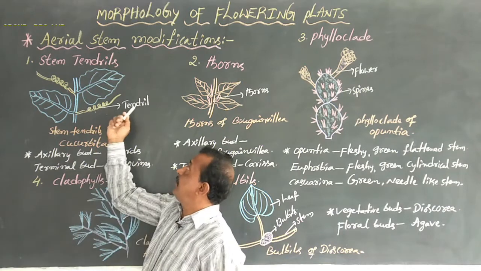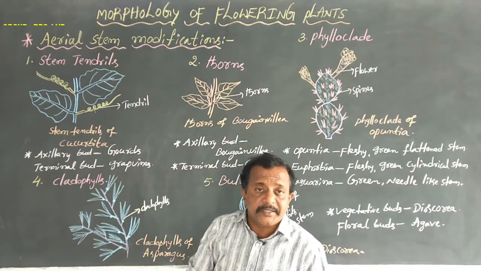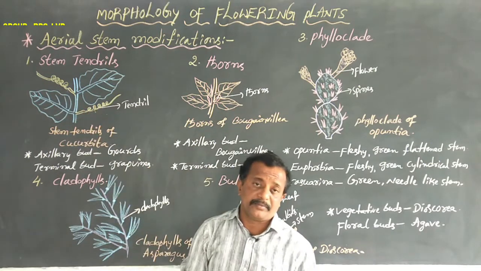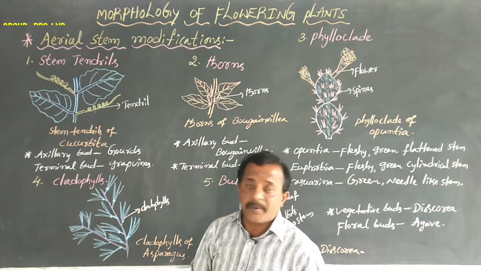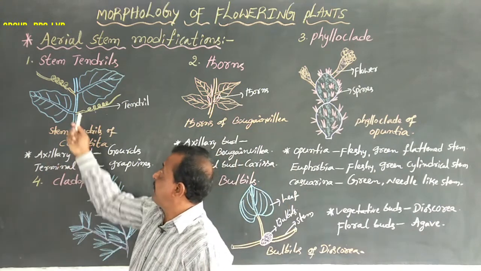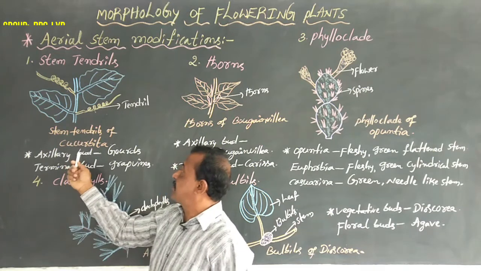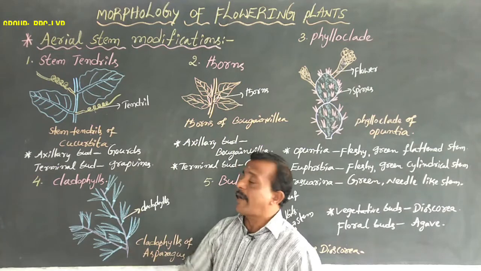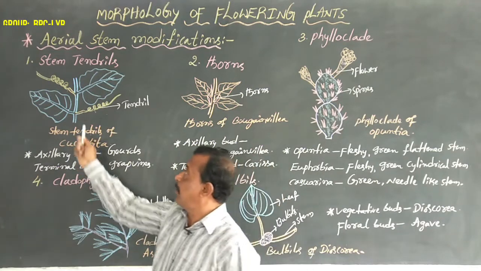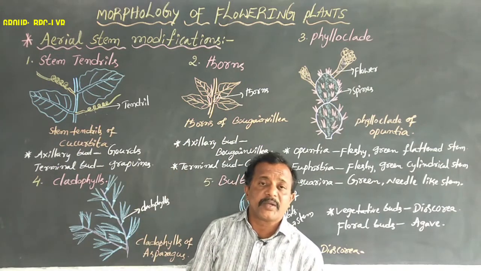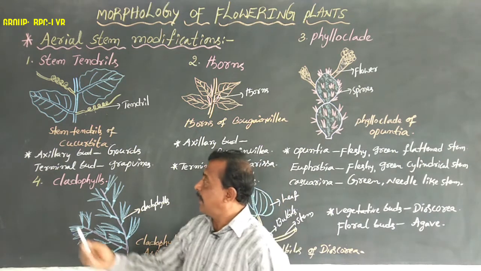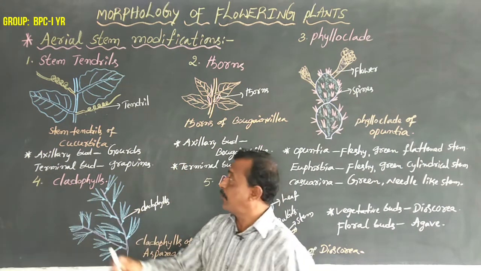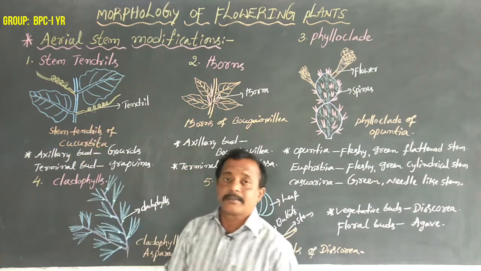What are the uses of tendrils? These tendrils always help in climbing. In some plants, especially the axillary buds are modified into tendrils, in plants such as cucumber, watermelon and pumpkin. And in some plants, mainly the terminal bud is modified into tendrils, in grape vines.